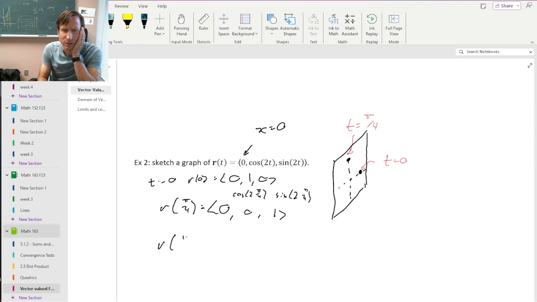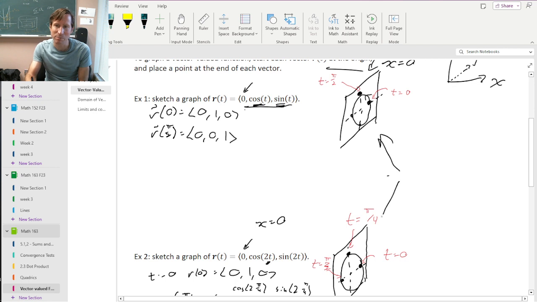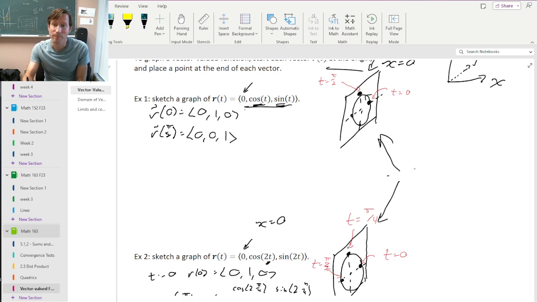Okay, and then when t is pi over 2, we get 0, comma, let's see, 2 times pi over 2 is pi, so cosine of pi is minus 1, and sine of 2 times pi over 2 is sine of pi, that's 0. Okay, so that gives us this point down here, and this point is labeled t equals pi over 2. And right, what's happening is this is still tracing out exactly the same circle. Notice that this makes the same shape as our previous example. The only difference is that our t values are different.